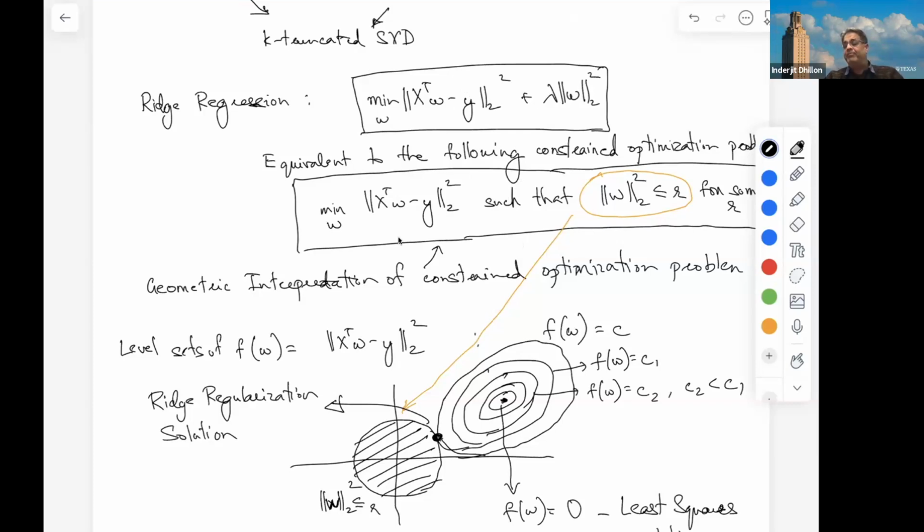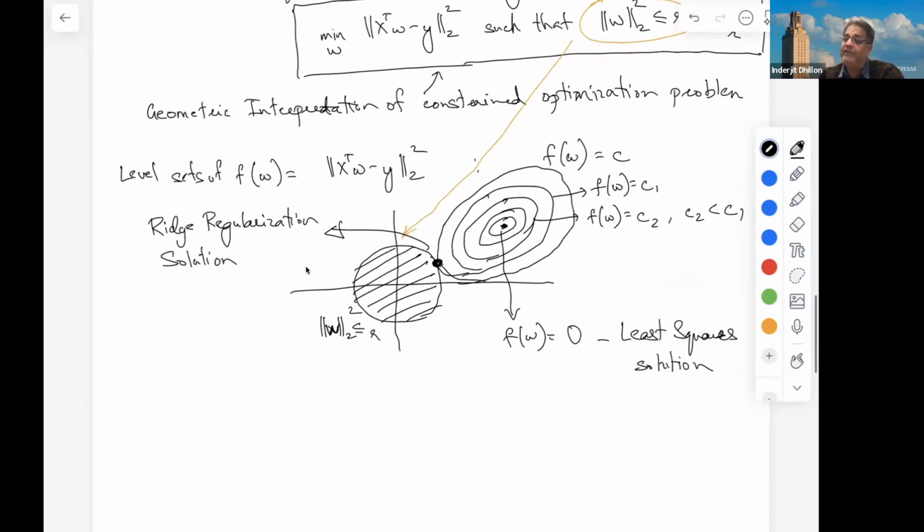And one of the reasons I'm talking about this is that there's another kind of regularization that is actually very popular, or maybe used to be popular, called lasso.